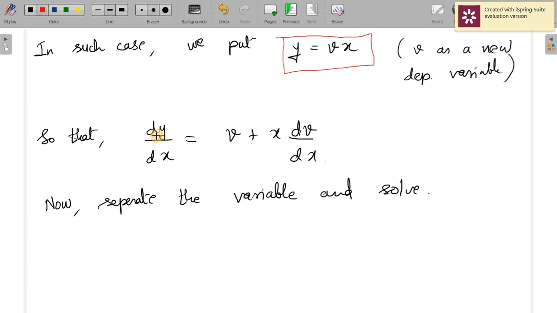With this substitution, dy by dx, you apply the product rule to the right hand side, we will get v into the derivative of x with respect to x, that's equal to 1, plus x into the derivative of v with respect to x. And then you can separate the variables with this. Now when you are doing this substitution, remember that v is the new dependent variable, so you will have an expression free of y after this substitution, only in terms of dv by dx, x and v. So let's see a couple of examples of this type.